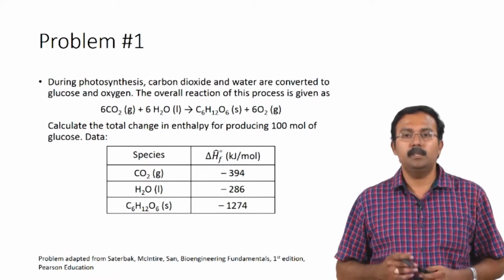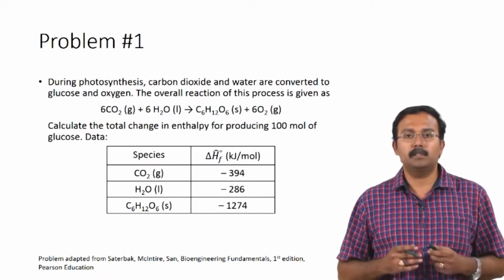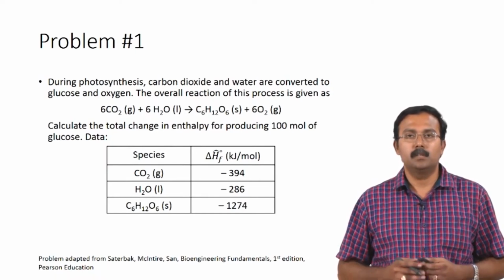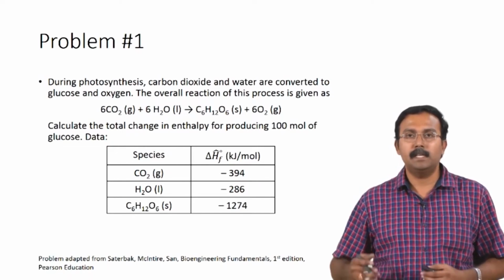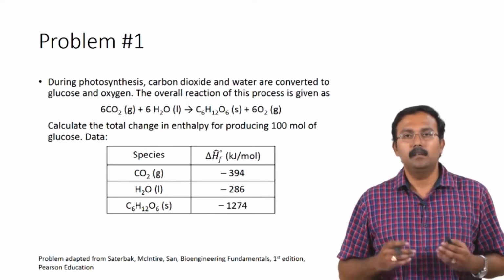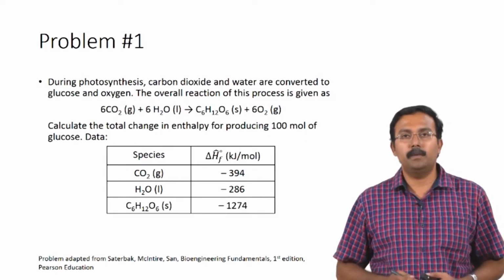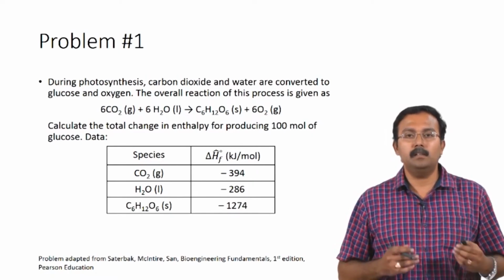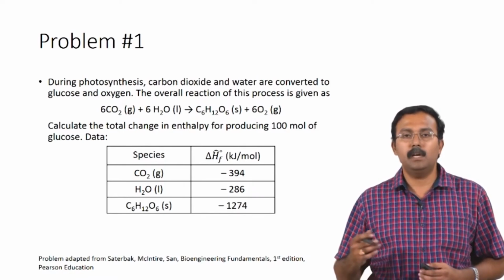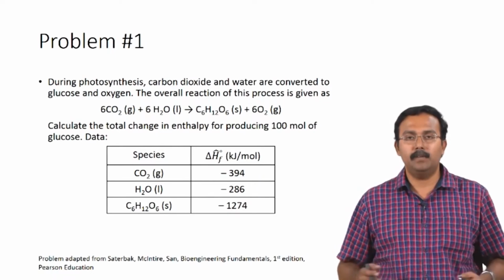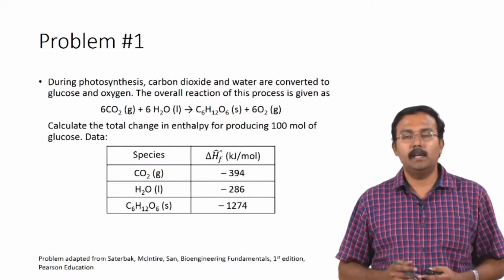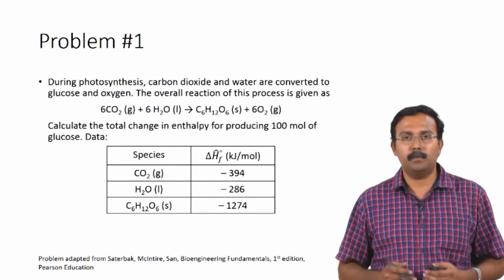The data given to you is the heat of formation for carbon dioxide, water and glucose. You have not been given a heat of formation for oxygen because that would be 0. Oxygen gas is the elemental component present in its native state, which would mean the heat of formation for this particular component would be 0. So, we have these heats of formation and we have to calculate the total change in enthalpy for producing 100 moles of glucose. This information can be obtained once we know the heat of reaction. The heat of reaction can be calculated using the heats of formation that have been provided to us.